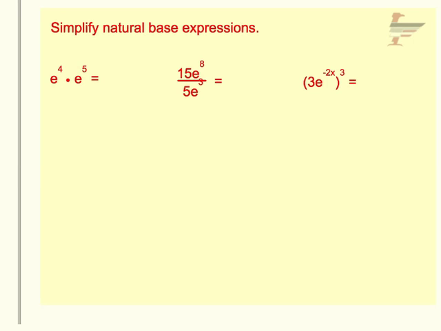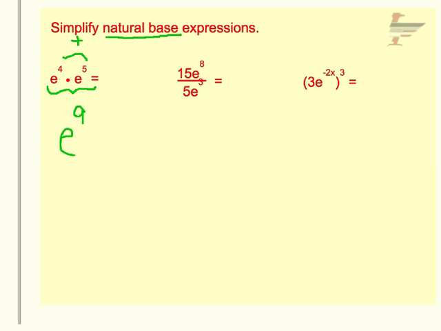You guys will be asked to do some simplifying with natural base expressions. Again, natural base is just meaning that you're using e. So you're just going to have to think about your exponent properties. If you have e to the 4th times e to the 5th, would you add, subtract, or multiply those exponents? In this case, I know you would tell me, oh yeah, you add those if you're multiplying the same base, so we would say e to the 9th power, and that's all you would have to do.